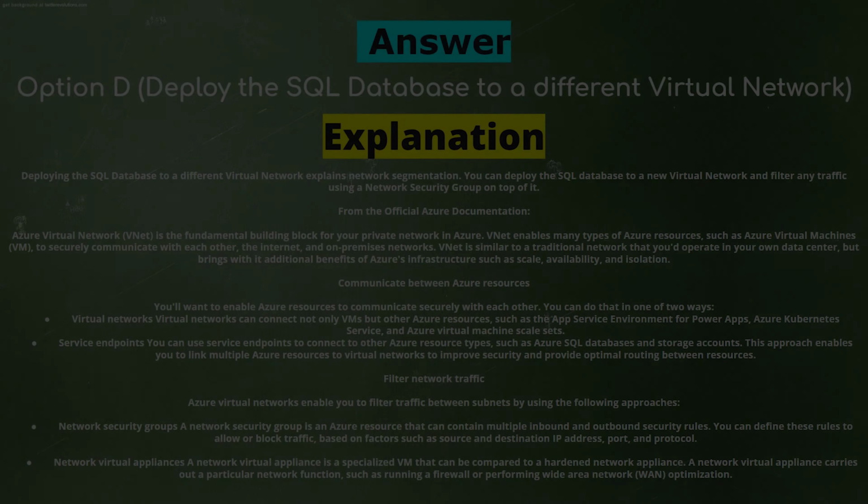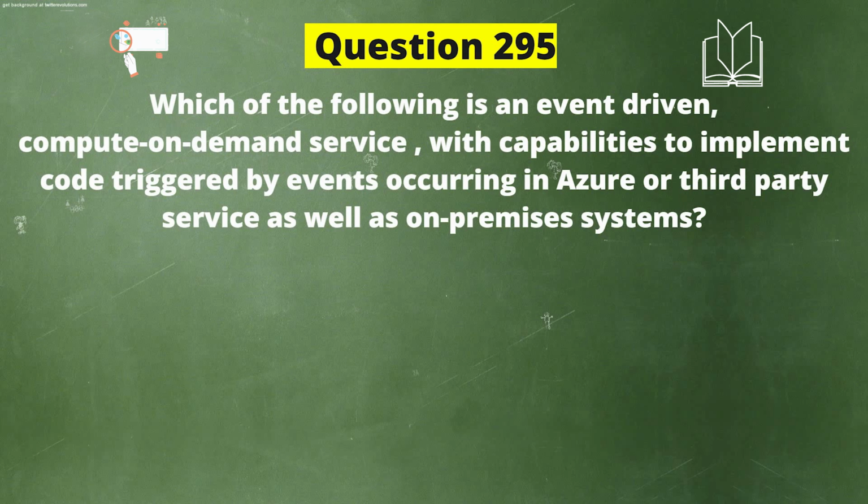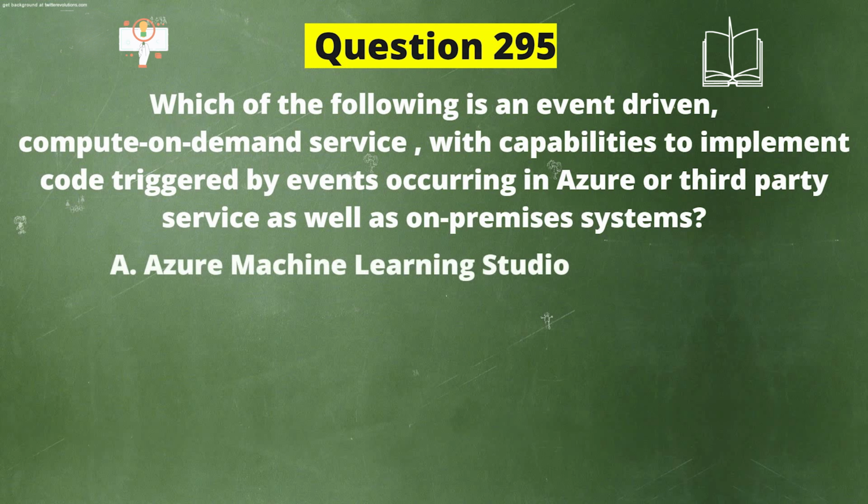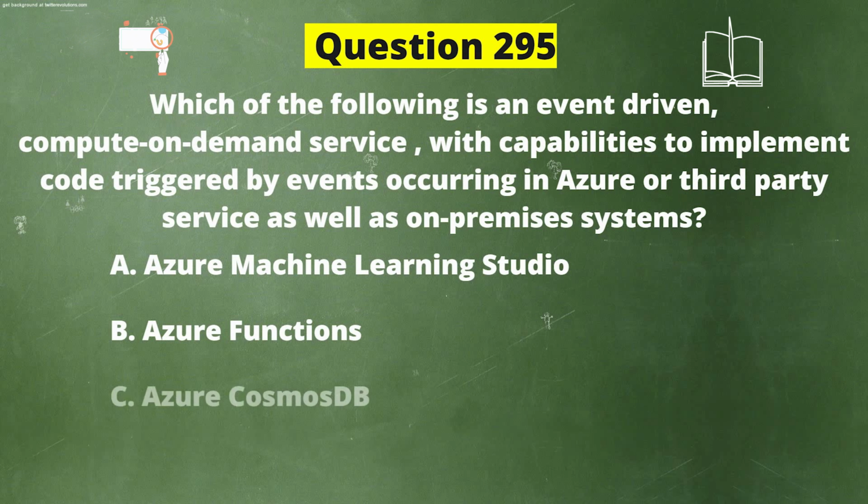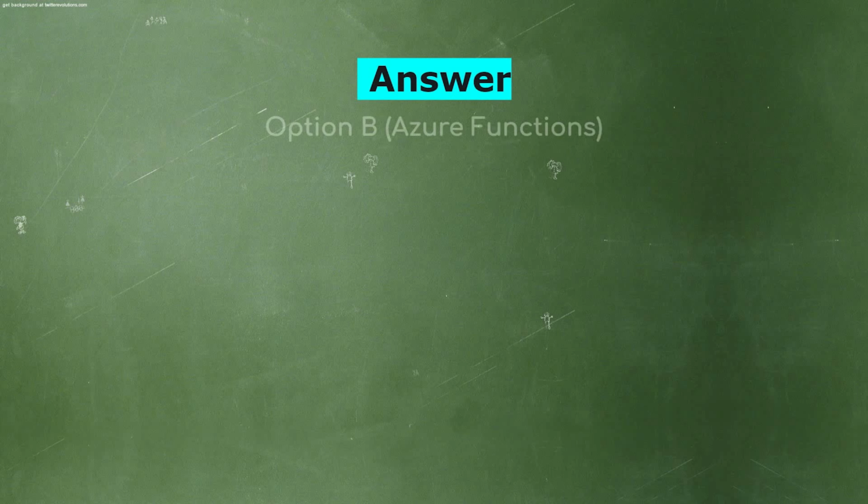Next question. Which of the following is an event-driven, compute-on-demand service with capabilities to implement code triggered by events occurring in Azure or third-party service as well as on-premises systems? And the options are A. Azure Machine Learning Studio, B. Azure Functions, C. Azure Cosmos DB, D. Azure Serverless, and the correct answer is option B.